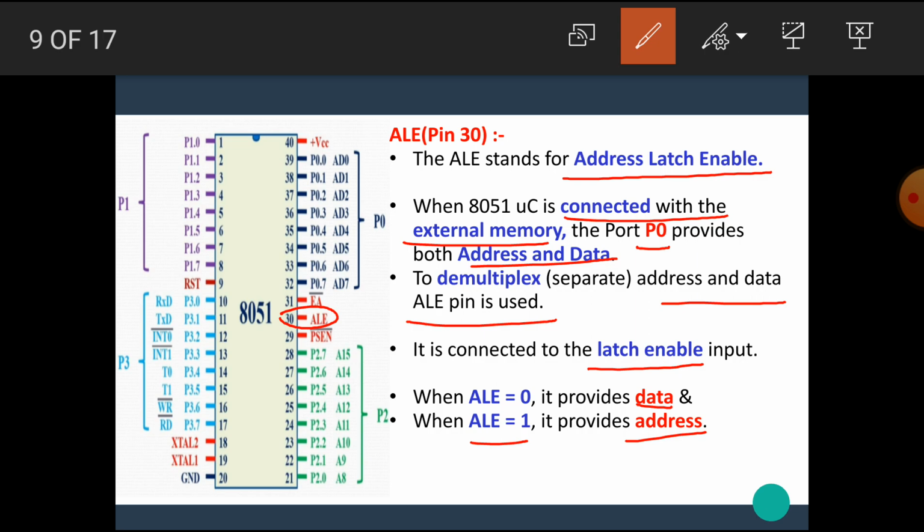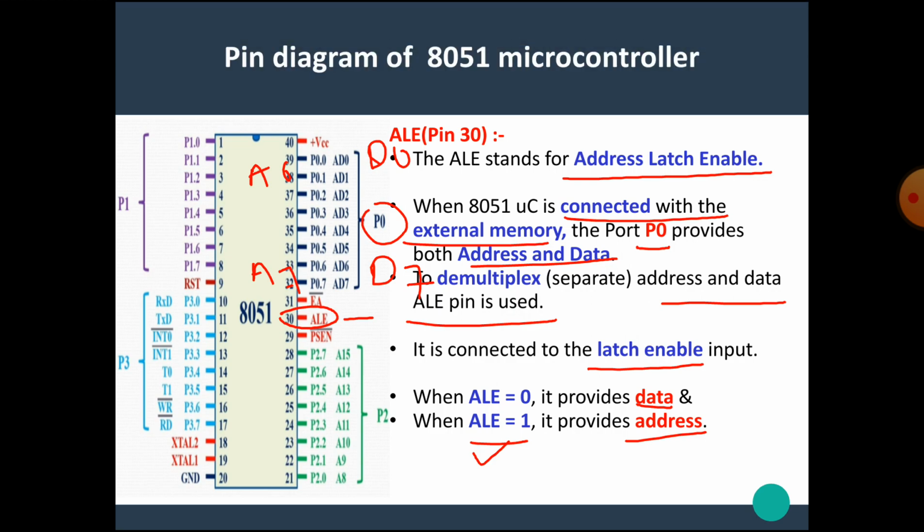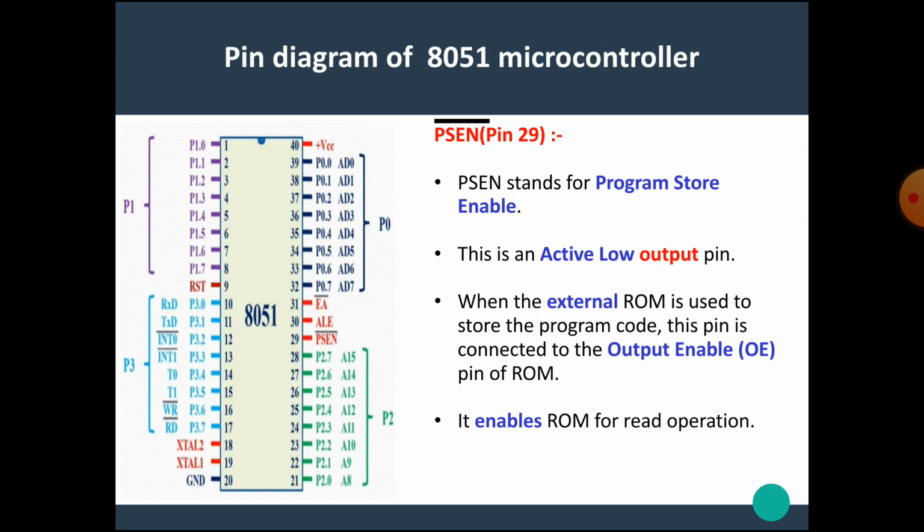Now, the function of ALE pin is that when the ALE equal to 0, this port P0 provides data from D0 to D7, and when this ALE pin is 1, it provides the address A0 to A7. Okay, next, our next pin is PSEN pin.